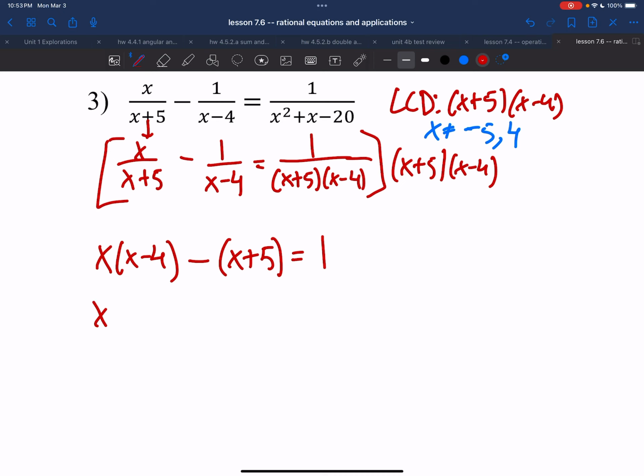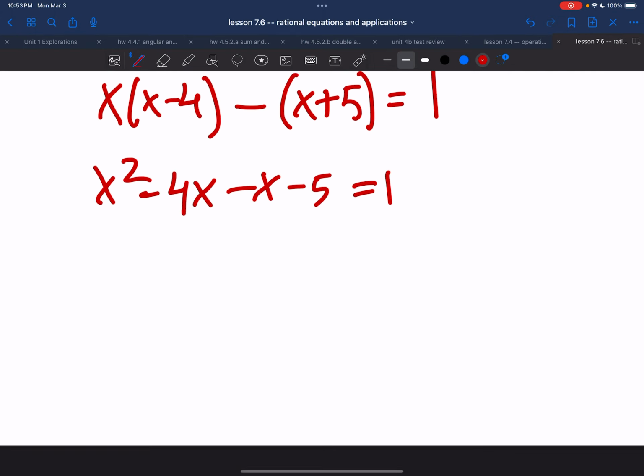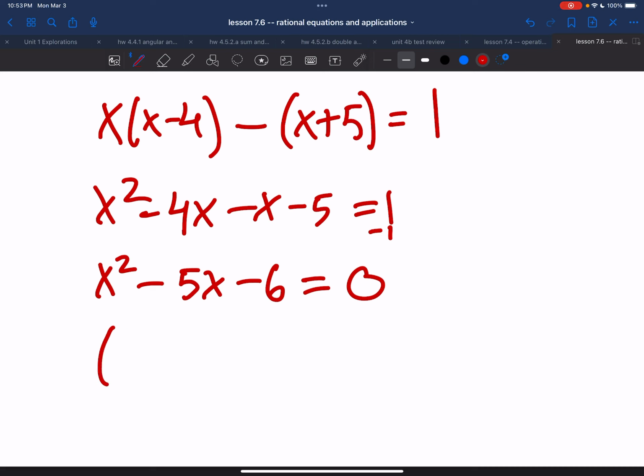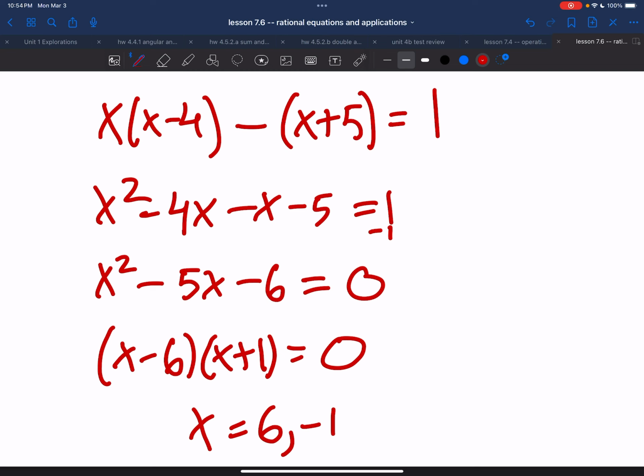Distribution time: x squared minus 4x minus x minus 5 is 1. This is a quadratic that just needs a little bit of cleaning up, right? To solve quadratics, get everything to one side set equal to 0. X squared minus 5x, and then we're going to minus this 1, and that becomes a negative 6, which is equal to 0. Do an x puzzle, and you will find that it factors as x minus 6 times x plus 1. That's the correct factorization, meaning the roots are positive 6, negative 1.